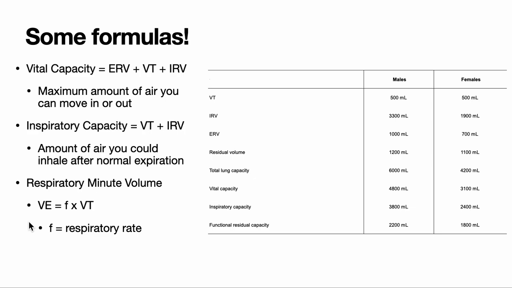If our respiratory rate was 12 and our tidal volume was 500, then that would give us 6,000 milliliters per minute of air moved in and out of our lungs, or 6,000 milliliters is equal to 6 liters. So 6 liters of air in and out of our lungs on average every minute when we're just resting.